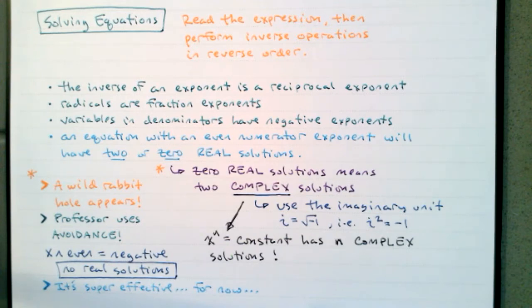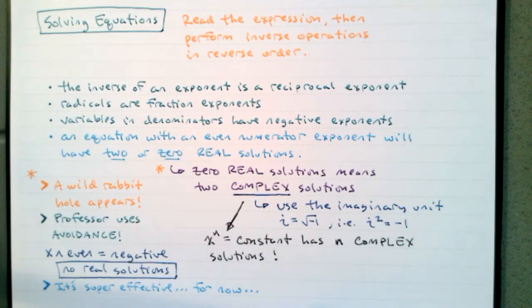We want to be able to read radicals as fraction exponents. And we've also added negative exponents by noting that variables in denominators will have negative exponents. And then we opened up a can of worms. An equation with an even numerator exponent will have 2 or 0 real solutions. This raises a question. What do you mean 0 real solutions?